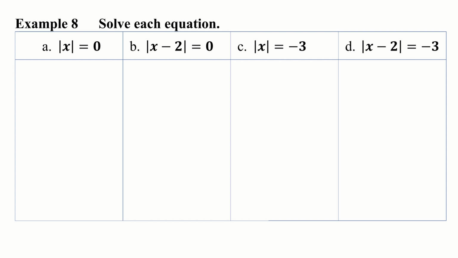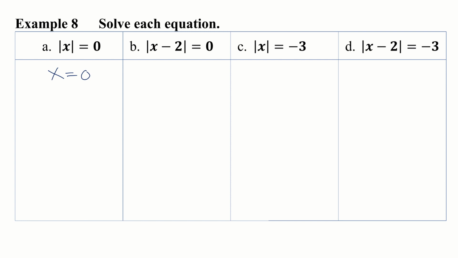All right. What about this equation? Absolute x equals 0. We're looking for all the real numbers whose distance from 0 is 0. Well, remember, there's only one number that satisfies that, right? And that would be what? 0 itself.